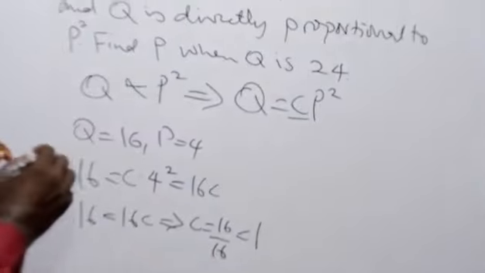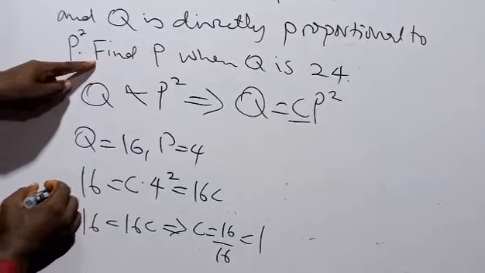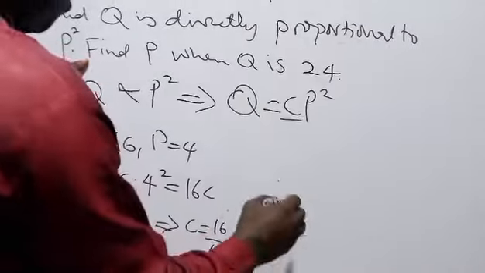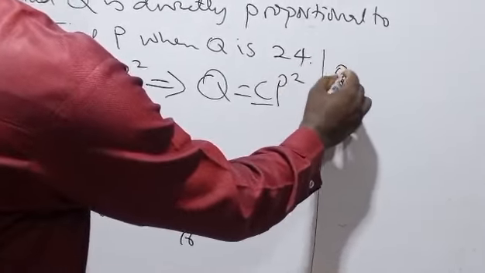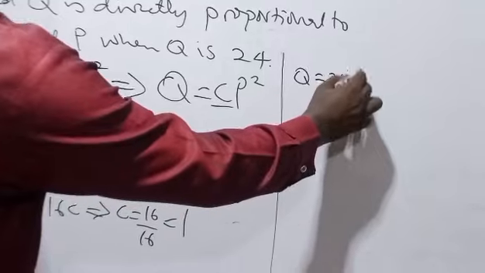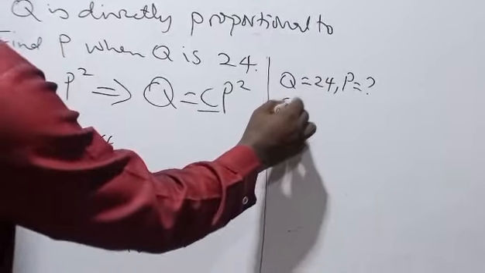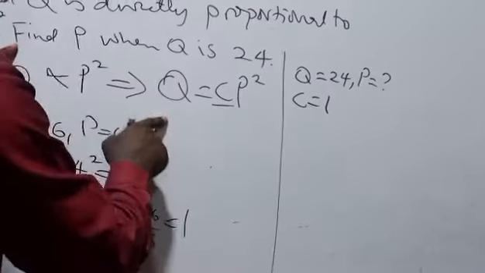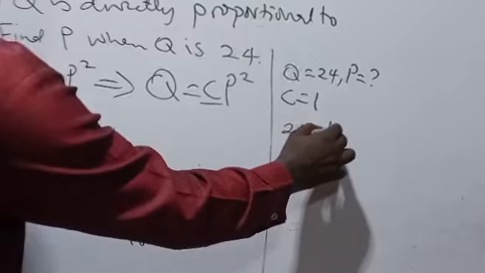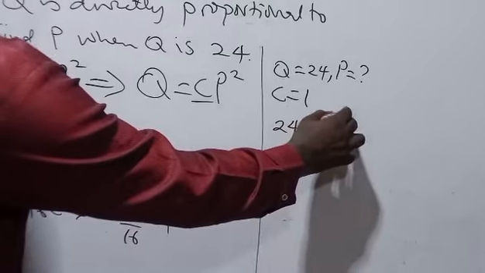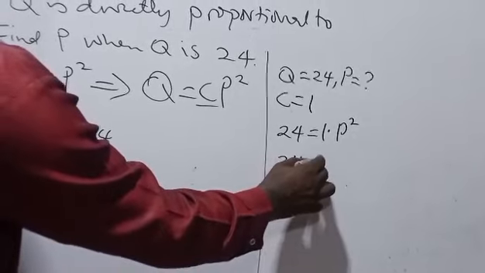Now, the question says I should look for the value of P when Q is 24. So let me solve it here. Q is 24. I want to look for the value of P, but I know my C to be equal to 1. So let me use this relationship. I will now have 24 equals 1 times P squared. So it is now the same thing as 24 equals P squared.